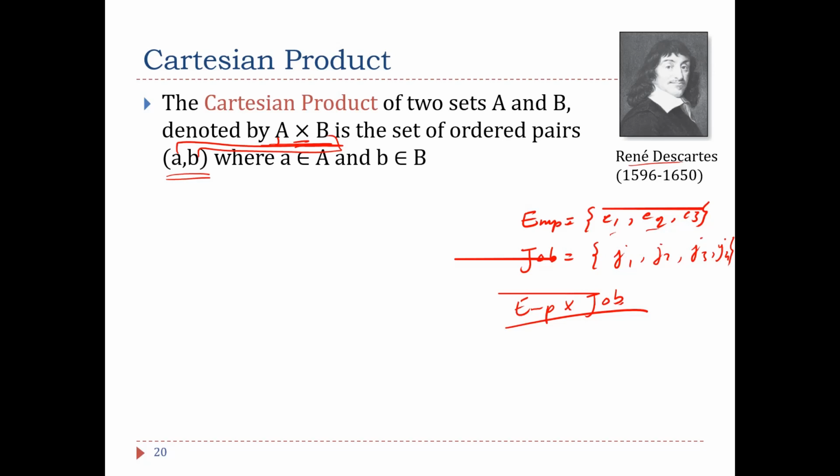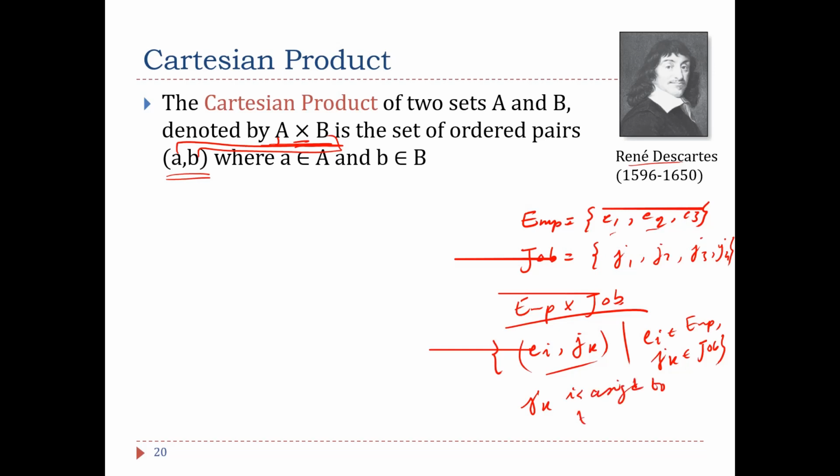the set of possible tuples or pairs of elements of the form (Ei, job k), where Ei belongs to the set of employees and job k belongs to the set of jobs. And actually, this pair denotes that the job k is assigned to the employee Ei. So your final solution would be a certain subset of this set of elements.